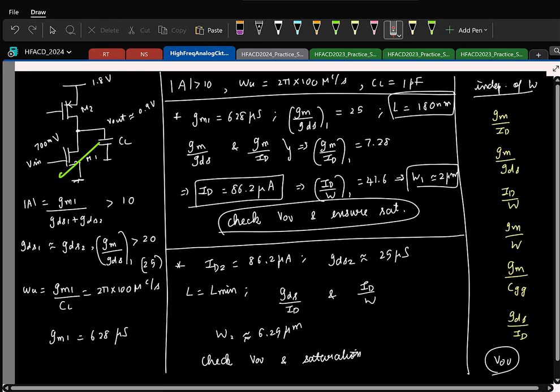I mean, now it's all simple, right? You know the parameters you have. What are the parameters known to you? You just plug and play. You see what is the relevant parameter that you can use, find the unknown parameter, and keep doing it.